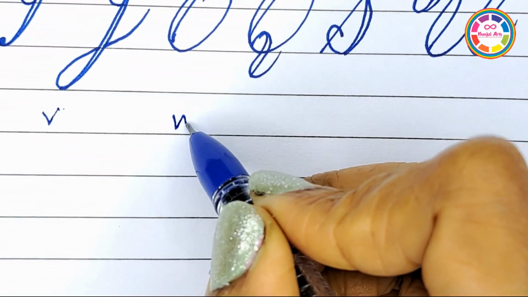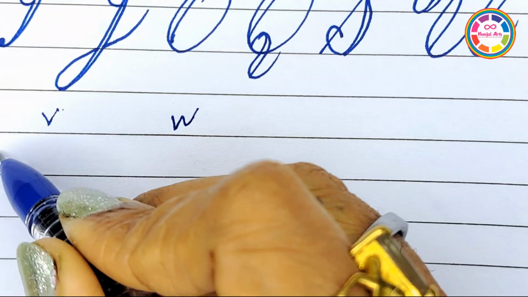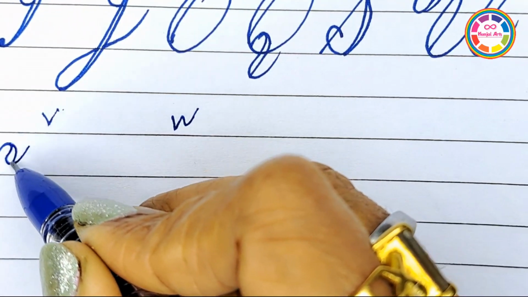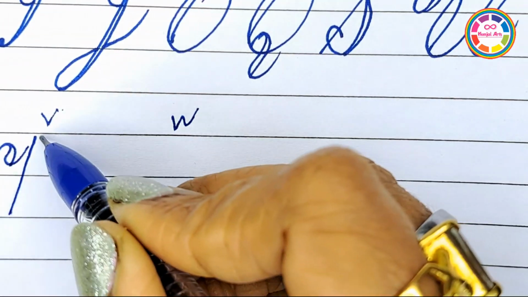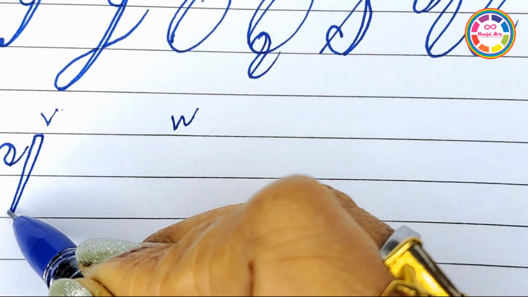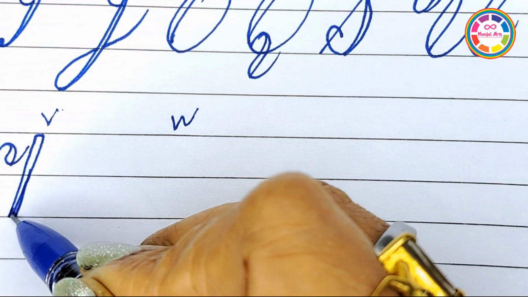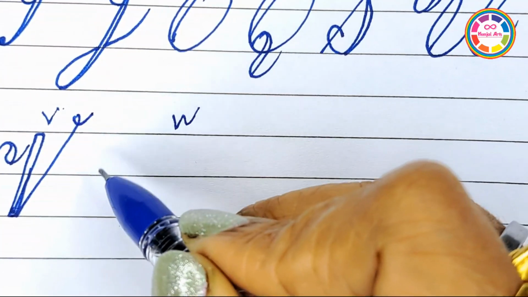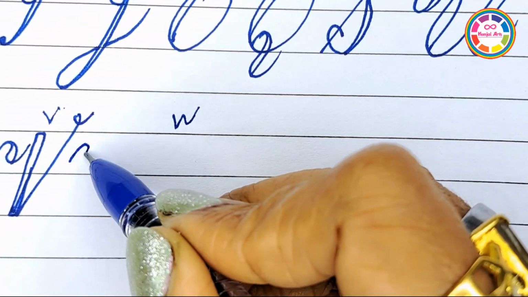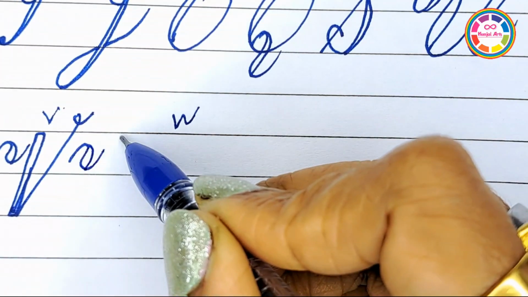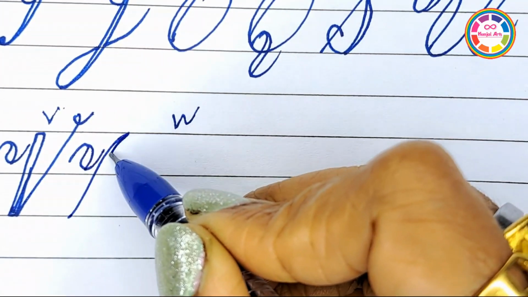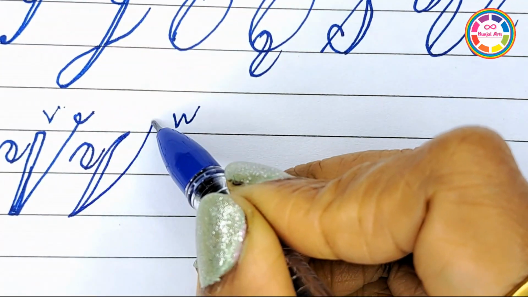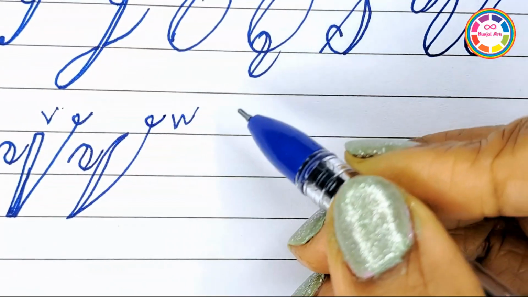Now V and W. We start with a compound curve and then a downward stroke. It's not that steep, okay. And then thin line going up and a curve. Now V can be done with a capital stem as well, and then a huge ending with the entrance stroke and go out.